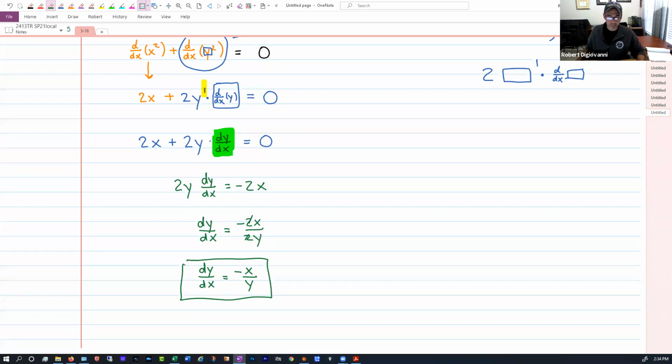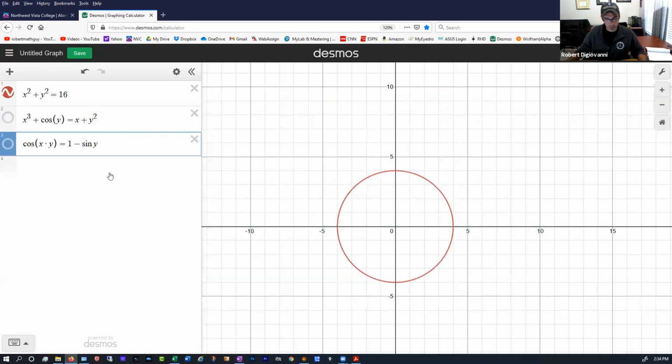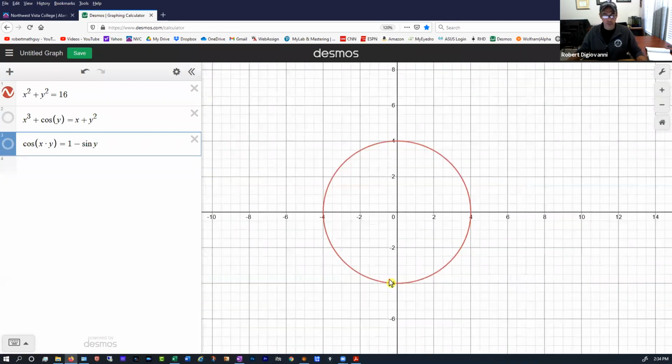All right. What did we just do? Let's go back to this. Here was that circle, right? We just figured out that if you want to know dy/dx for this circle, it's going to be, what was it? Negative x over y. All right. So let me go to a point. I'm going to go to a point on this circle right here, okay?